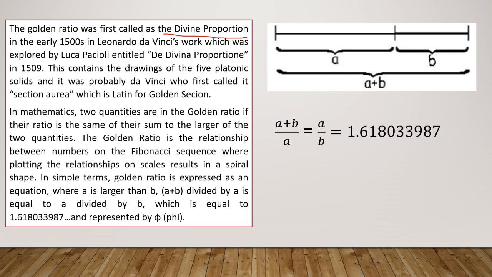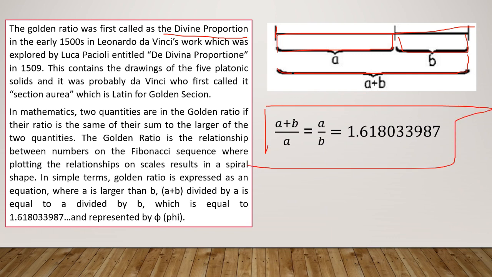So let's say, for example, we have this illustration where the length of A is greater than the length of B. And this one is when we add A and B. Now, the golden ratio is illustrated in this way, in which the sum of A and B divided by A is equal to A divided by B, and that is equal to 1.618. And it is represented by a phi.